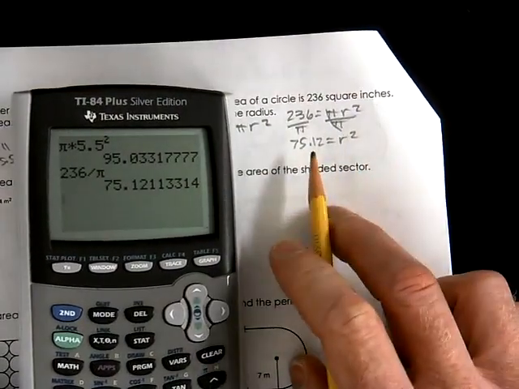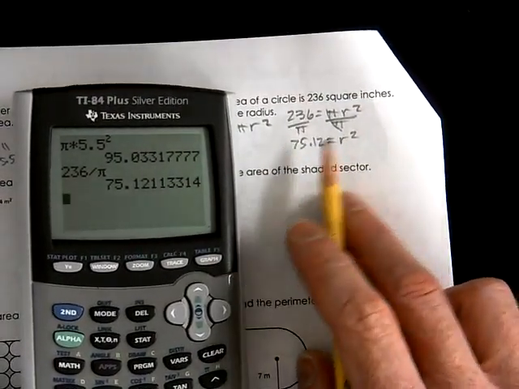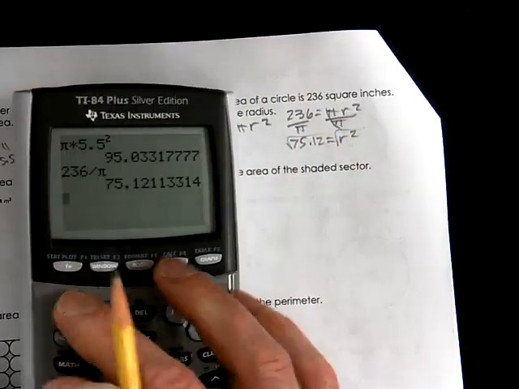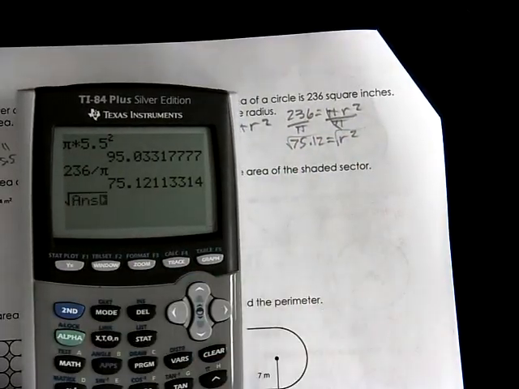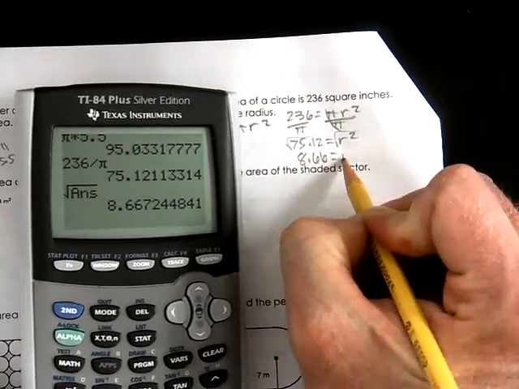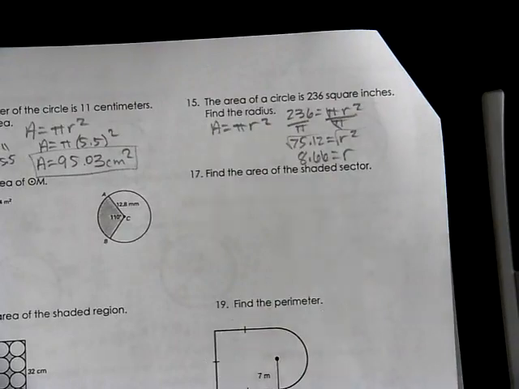Then we have r squared. How do you get rid of the 2 within r squared? Take the square root. And that gives us 8.66. That would be our radius.